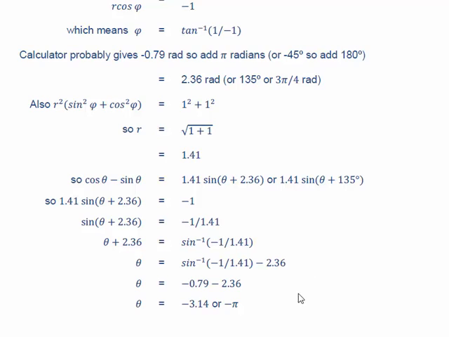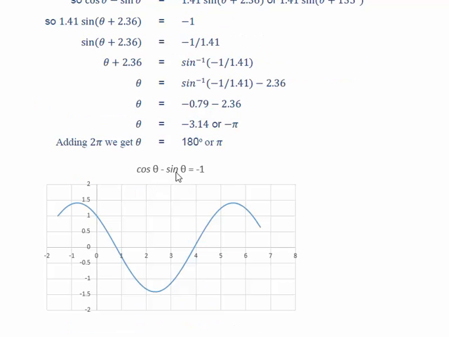Remembering what sines and cosines look like, we can add 2 pi to this answer without changing any of the values, which means that we've got an answer of 180 or pi. Here's the graph of cos theta minus sin theta equals minus 1, and there's minus 1, and there's our answer. But notice there is another answer here, and actually if you think about it, it's an infinite number of answers because the sine wave just carries on to infinity.